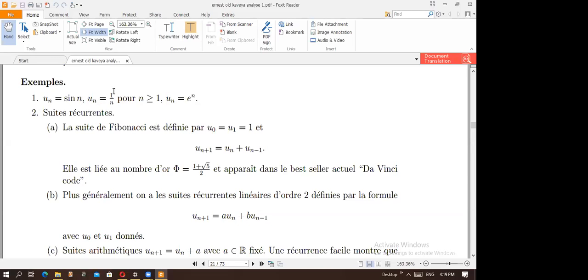Another example here is 1 over n. Another example here is e to the power n. Then this is the first example. So whenever I'm looking at sequences, they differ according to how they're going to be solved.